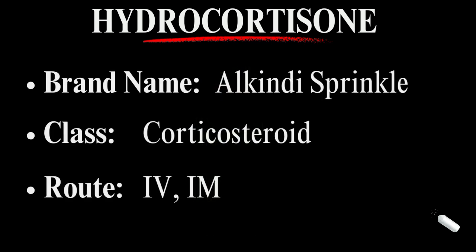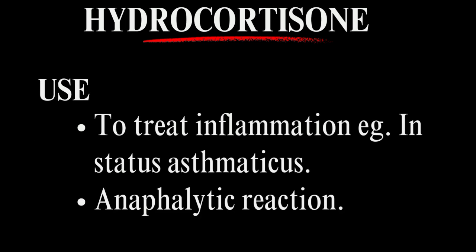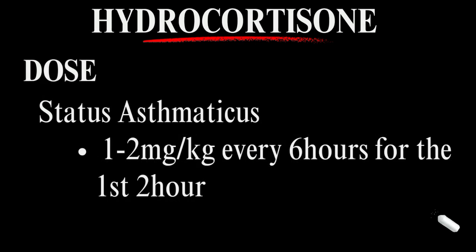Hydrocortisone. It's also known as Solu-Cortef. It's a corticosteroid. It works to reduce inflammation in the body by suppressing the immune response. And the route is IV or IM. It's used to treat inflammation such as status asthmaticus and also in an anaphylactic reaction. The dose for status asthmaticus is 1 to 2 milligram per kilogram every 6 hours for the first 24 hours.